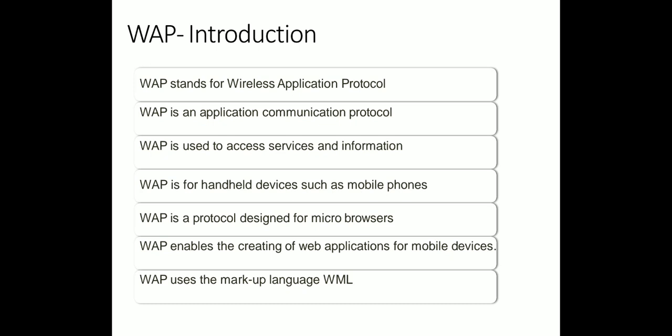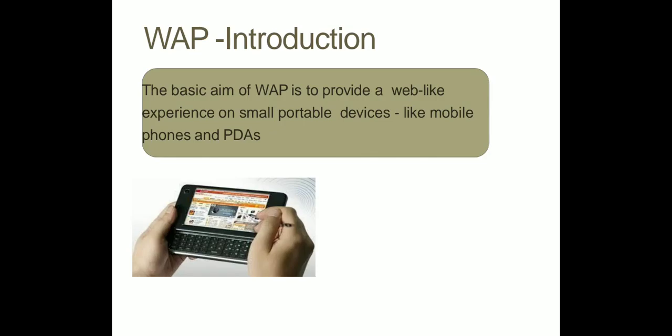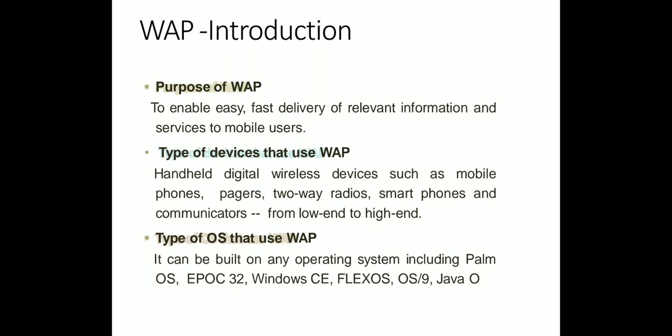Then we'll see what the WAP architecture consists of. The basic aim of WAP is to provide a web-like experience on small portable devices like mobile phones and PDAs. Why was WAP enabled? It was enabled for easy and fast delivery of relevant information and services to mobile users. So it was basically designed for mobile users.